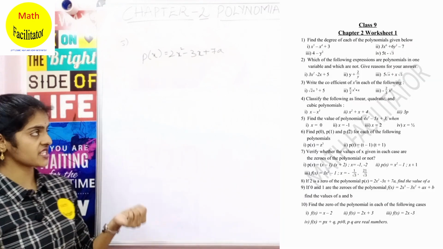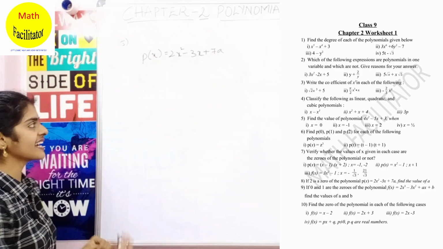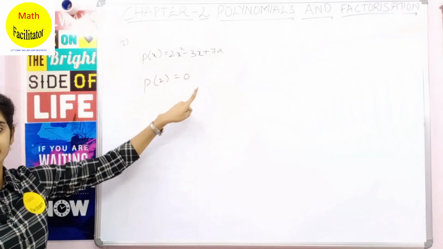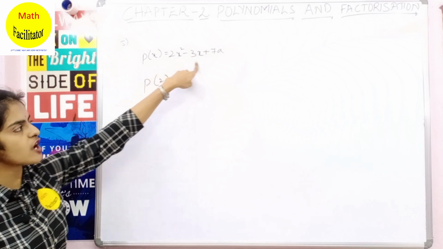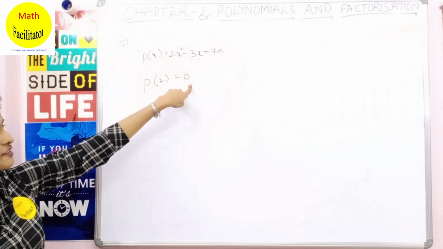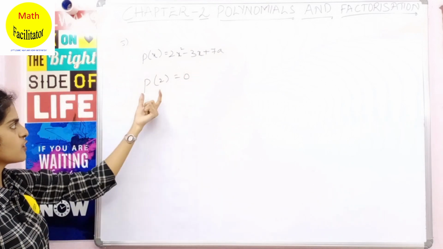Now in this question, this is the given polynomial and they are telling you that 2 is the 0 of this polynomial, which means p of 2 is 0. When you substitute 2 in this polynomial, you will get the value as 0. So p of 2 is 0. Now you have to find the value of a.